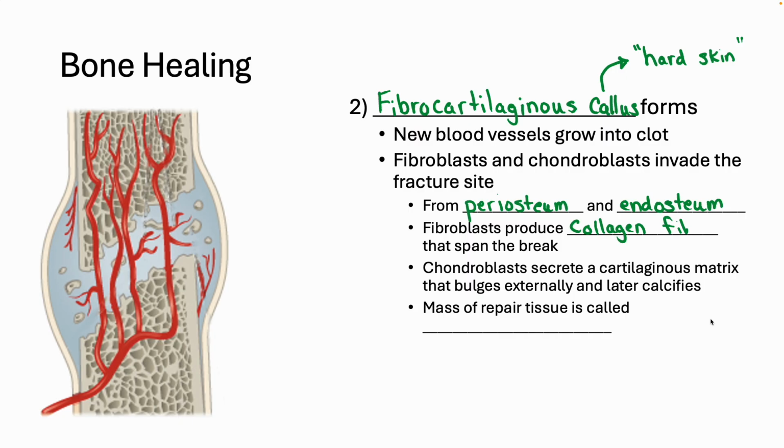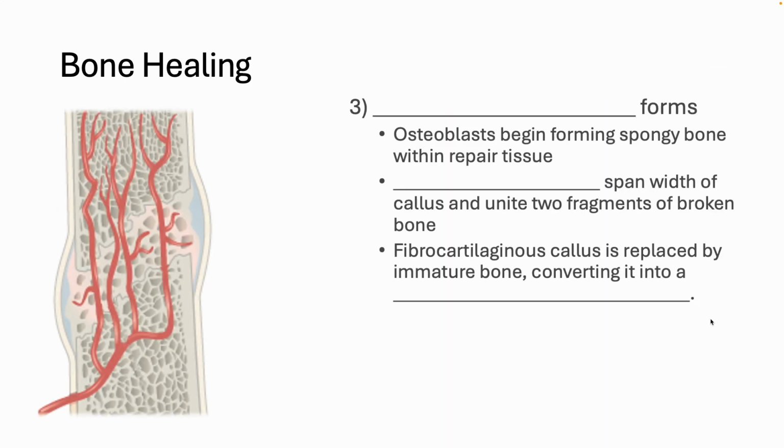The fibroblasts are going to produce collagen fibers that span the break, while the chondrocytes are going to secrete a cartilaginous matrix that bulges externally and later calcifies. The mass of repair tissue is called a soft callus since it's made up of cartilage and is relatively soft.